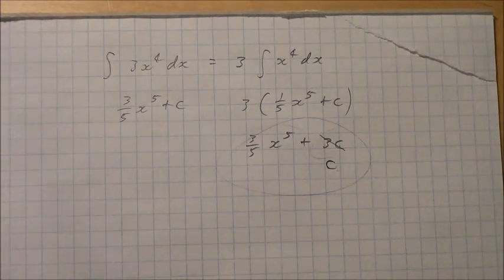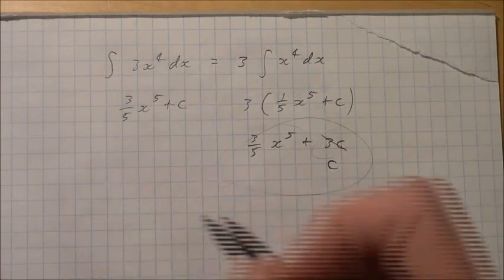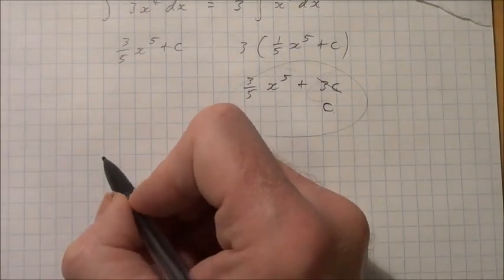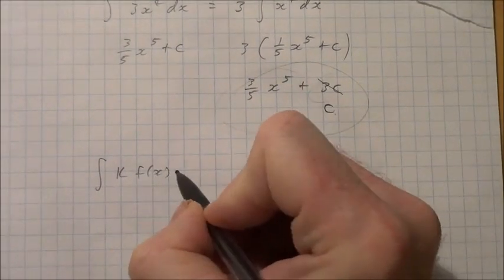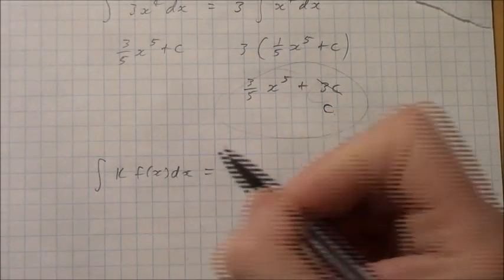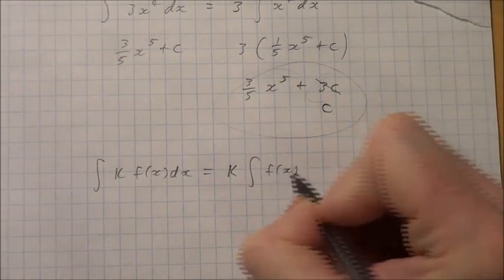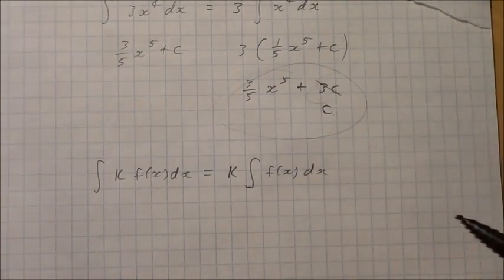Okay, so that's basically it. Just a couple extra little notation notes. The integral of k f of x dx is going to be equal to k multiplied by the integral of f of x dx, where k is a constant, of course.